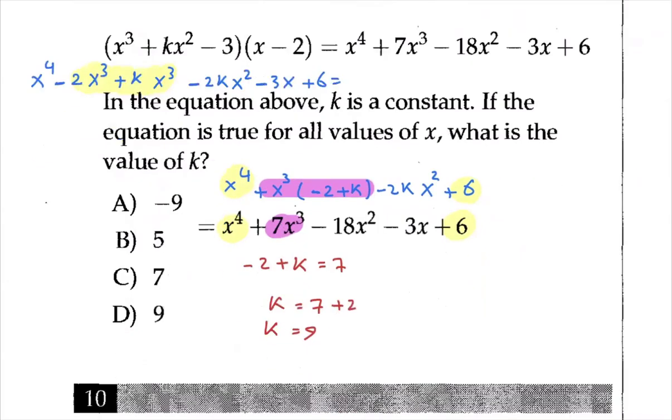And also we can get it from the other term. As you see here, we have negative 2kx squared, and here we have negative 18x squared. So negative 2k equals negative 18. Divide both sides by negative 2, and k is 9. And here actually I forgot to write the other term, which is negative 3x. So the correct answer here is D.